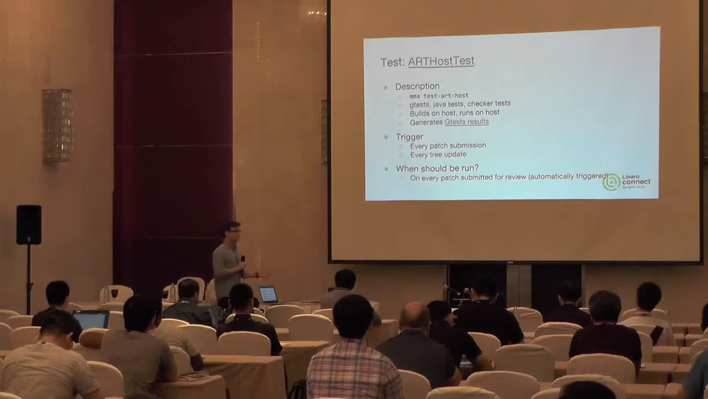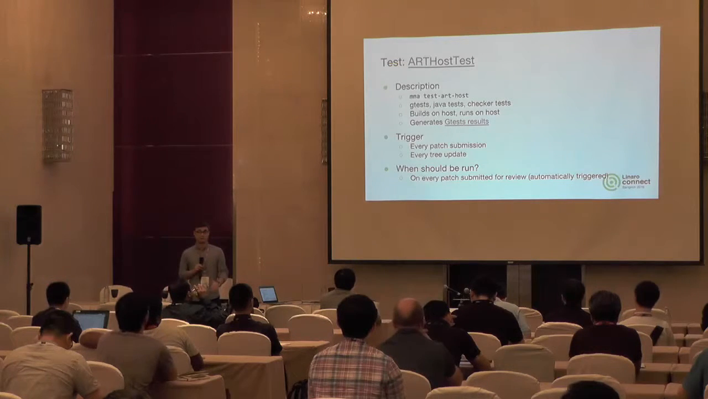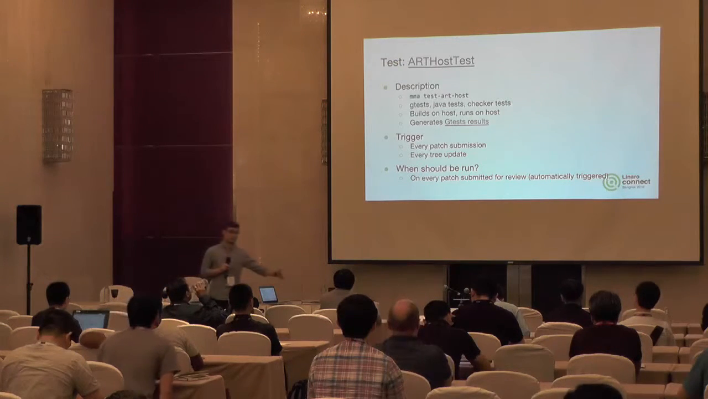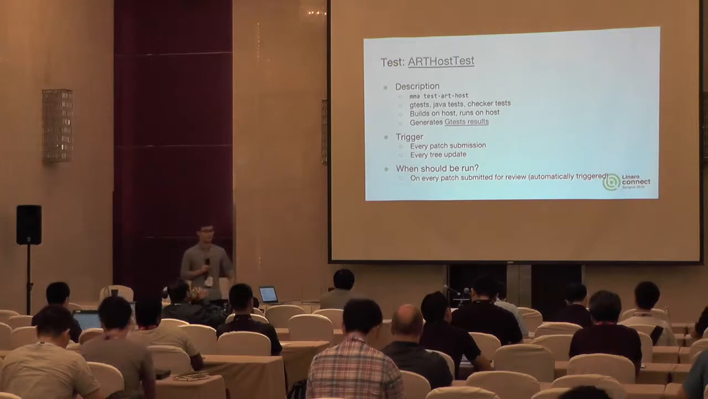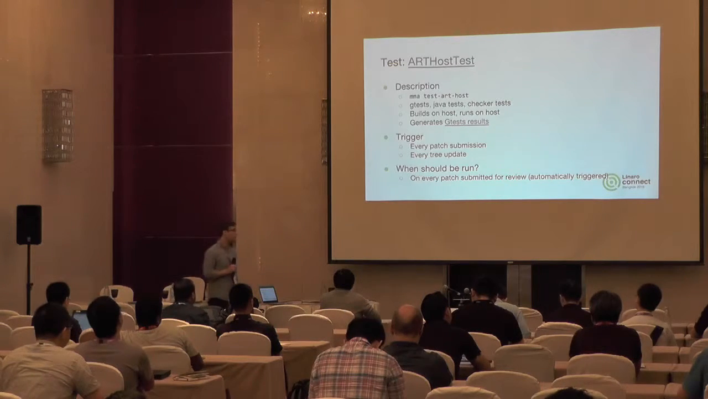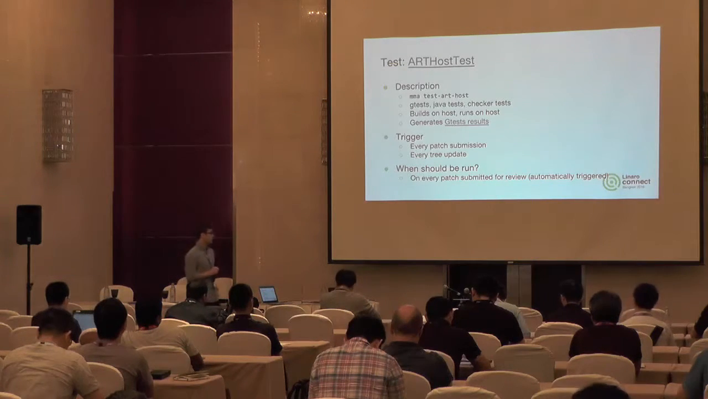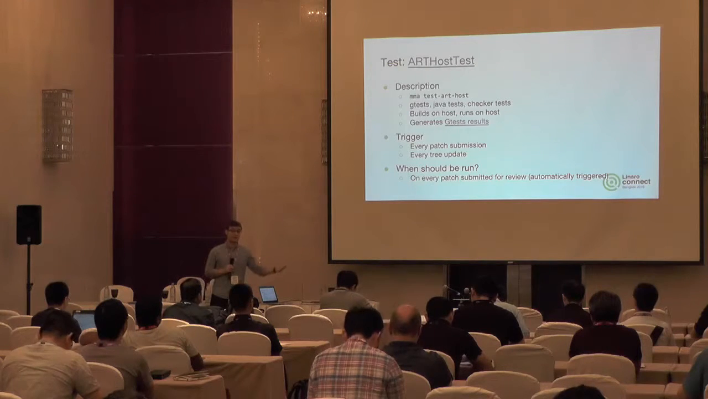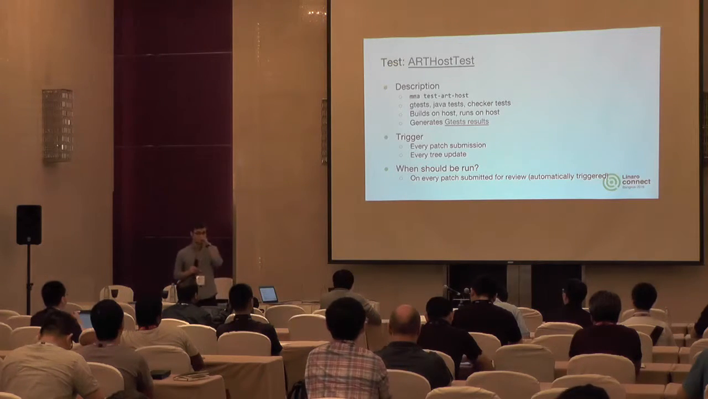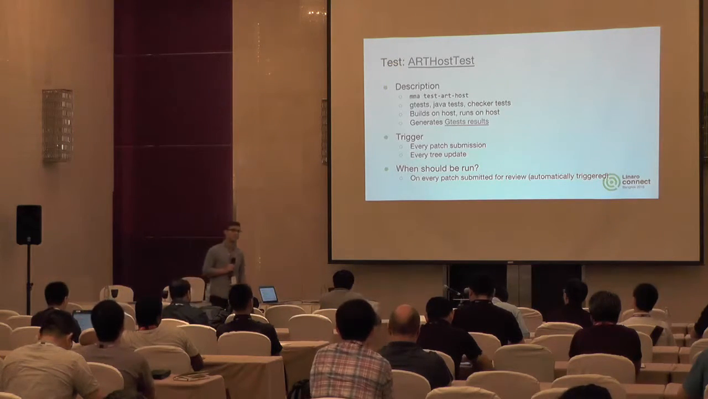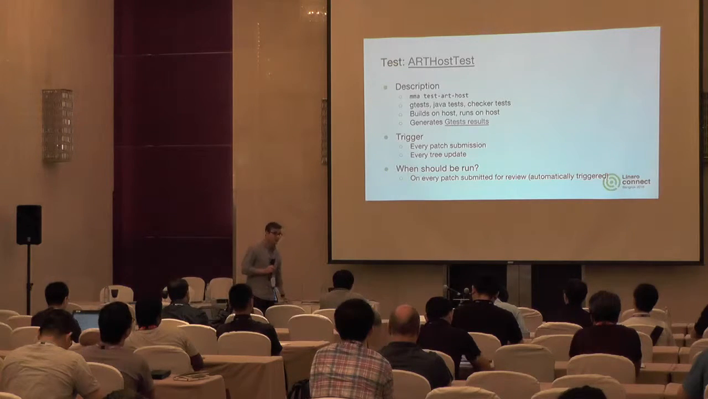So there are 2 triggers, as I mentioned. This is patch submission, every patch that gets pushed for internal review, but there's also every tree update on which we run this. So you should run this, obviously, whenever you push a patch or whenever we update a tree, but that's not something that you should bother with because we trigger these automatically. Every patch that hits Gerrit will trigger one of these jobs.